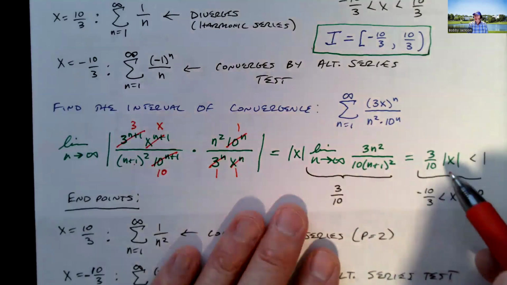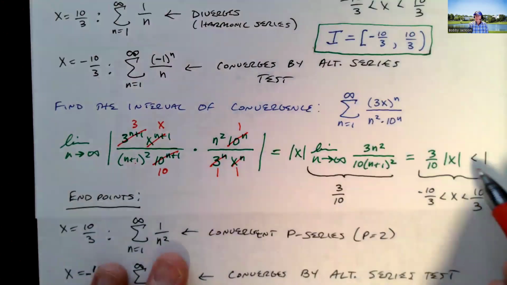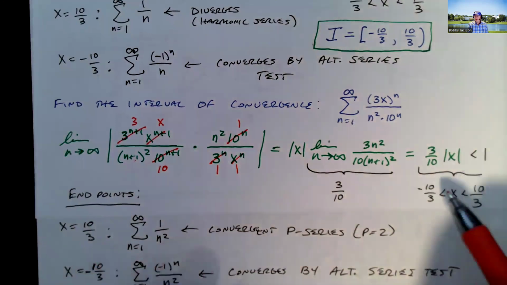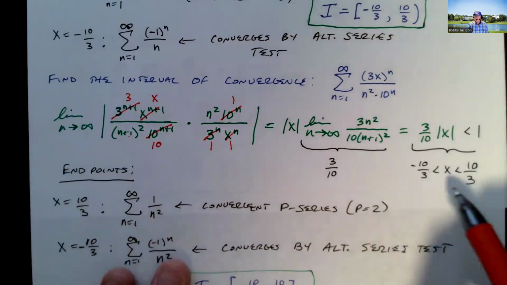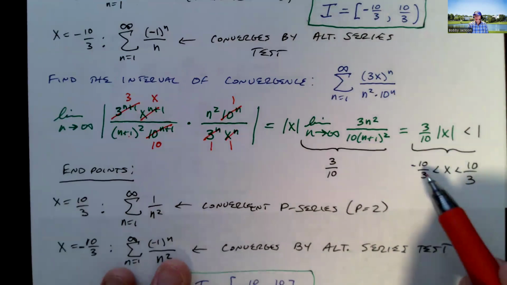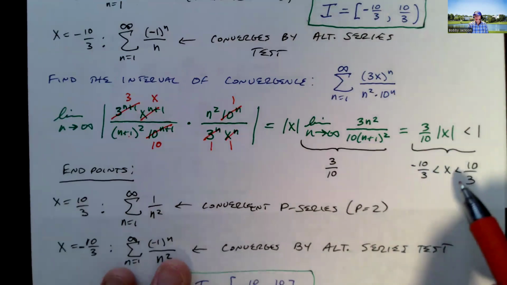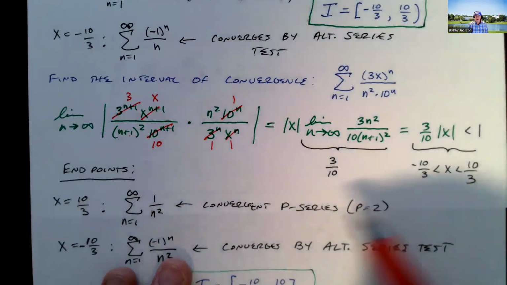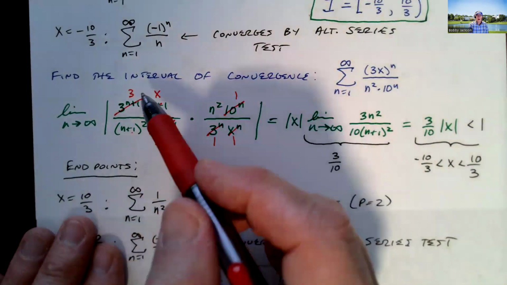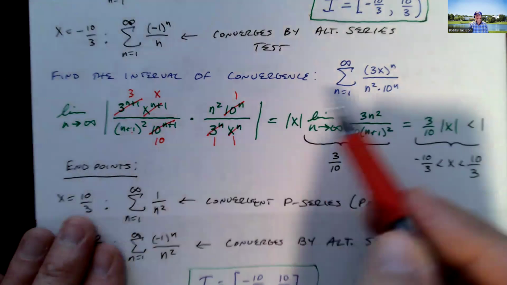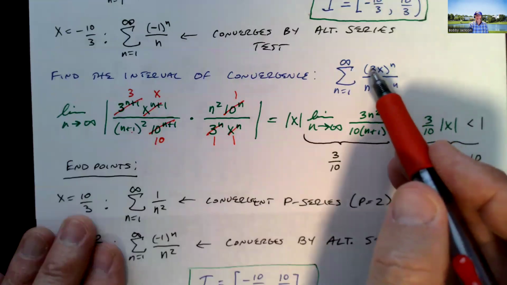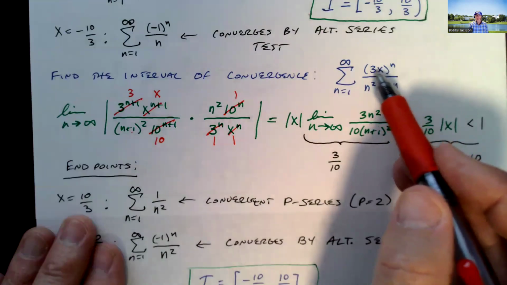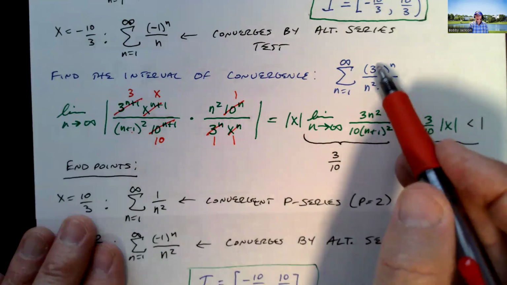So the bottom line is it's the same as what we've got before. This limit has to be less than 1, and that yields this interval, right? Anything between -10/3 and 10/3 is absolutely convergent. So now let's check the endpoints. Well, if I plug in 10/3 this time to this series here, I'll get 10 to the n here. 3 times 10/3 is 10. So I get 10 to the n divided by 10 to the n. I get 1 over n squared.